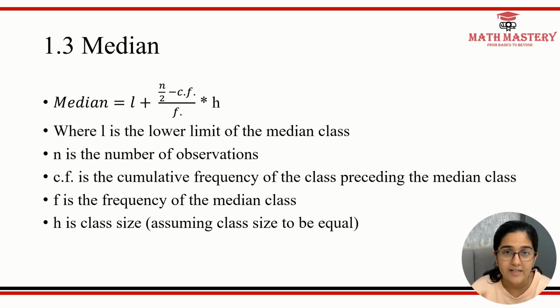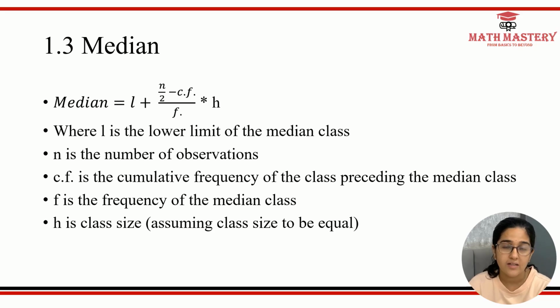Because the data is in the form of class intervals, we have to find that interval where the cumulative frequency is equal to n by 2. Why? Because that value divides the total area into two equal parts. So that will be the class interval with the median value.